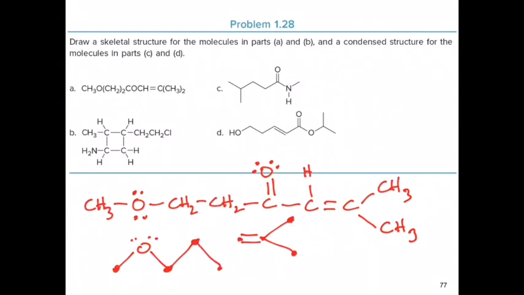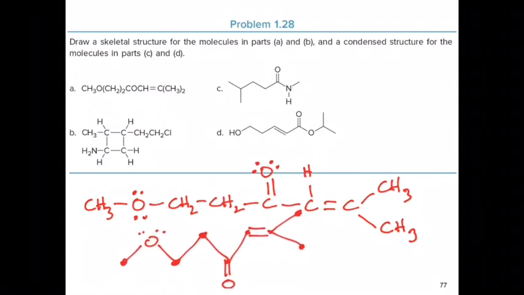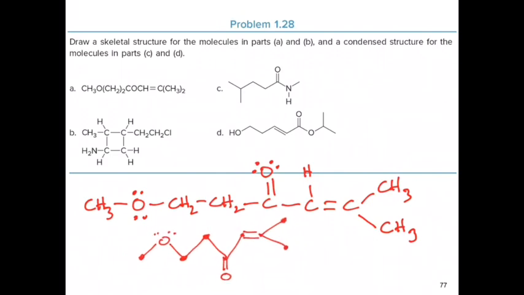All right, and then all you have to do now is connect the dots. And then don't forget that we have a carbon here that's double bonded to an oxygen. So which carbon is that? So we have a carbon double bonded to a carbon. So here's a carbon double bonded to a carbon, and then single bonded to this carbon that's double bonded to an oxygen. So we're going to put a double bond here to an oxygen. And then 2 lone pairs. All right, so that would be the skeletal structure for A.